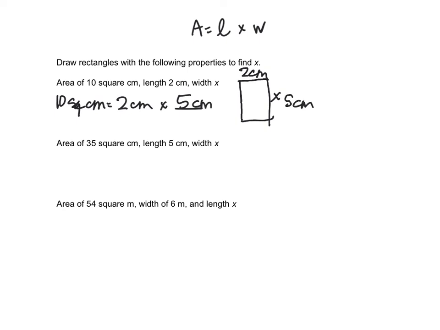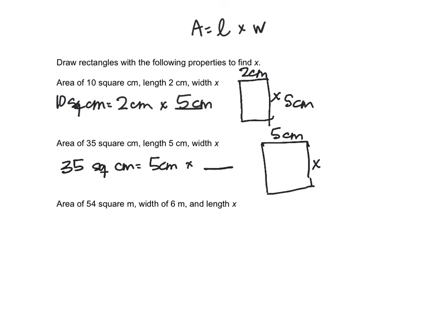Okay, the next one, we have an area of 35 square centimeters. I'm just going to write this in here right now. And I have a length of 5 and a width of x. I don't know what it is. So my length, I'm going to put that in, 5 centimeters times what is equal to 35. Hopefully you figured out that that would be 7 centimeters. 5 centimeters times 7 centimeters is 35 square centimeters.